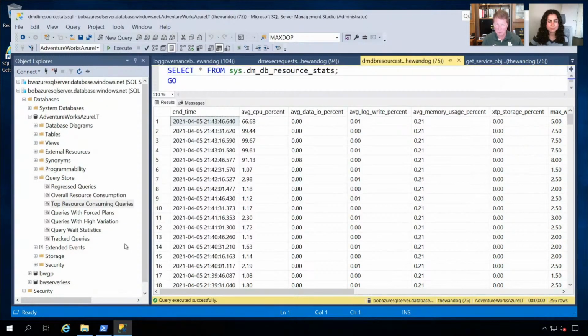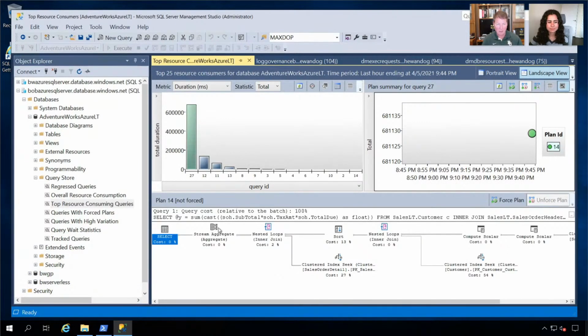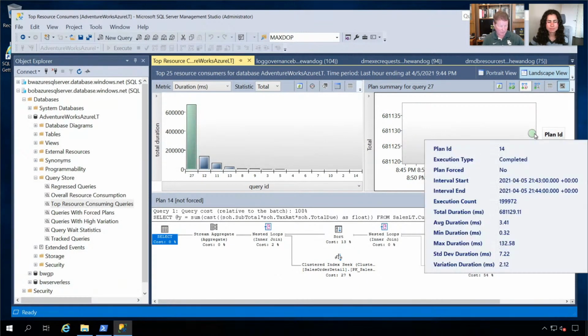So I'm going to show you an additional tool. It's available in SQL Server. You've seen it before, called Query Store. I'm going to look at a report called Top Resource Consuming Queries. And if I click here, this is the query I'm running. Now, if I hover on the query plan here, I can quickly tell something here. I can see that the average duration in milliseconds is only 3 milliseconds, 3.4.